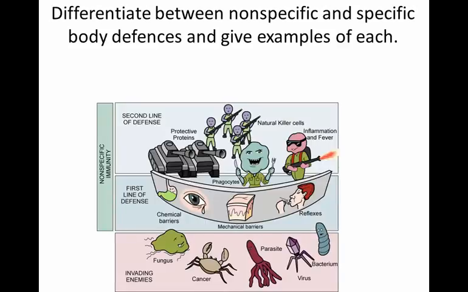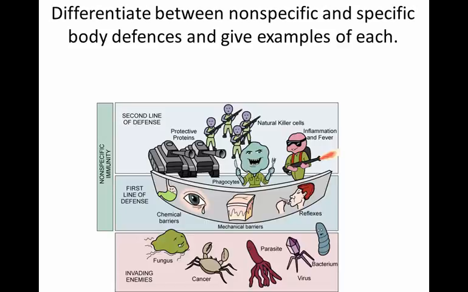Our body has two major levels of immunity. The first is nonspecific immunity, as indicated on the left side. To break down that term, nonspecific is referring to the fact that it's not specific to any of these particular invading enemies, the fungus, cancer, etc. The first line of defense within nonspecific immunity is simply barriers, like chemical barriers, stomach acid and tears, mechanical barriers like skin, or reflexes like coughing.